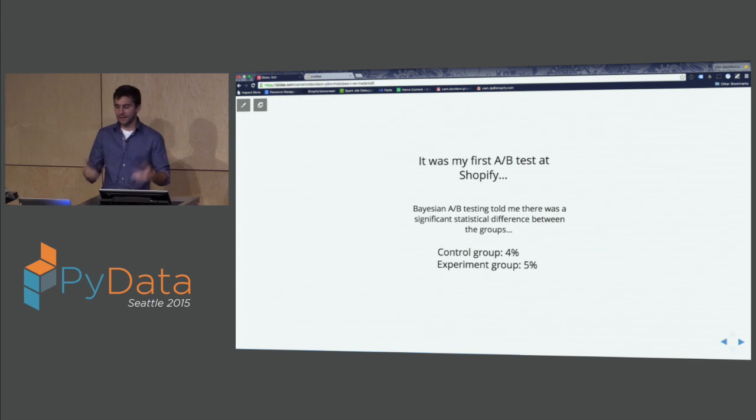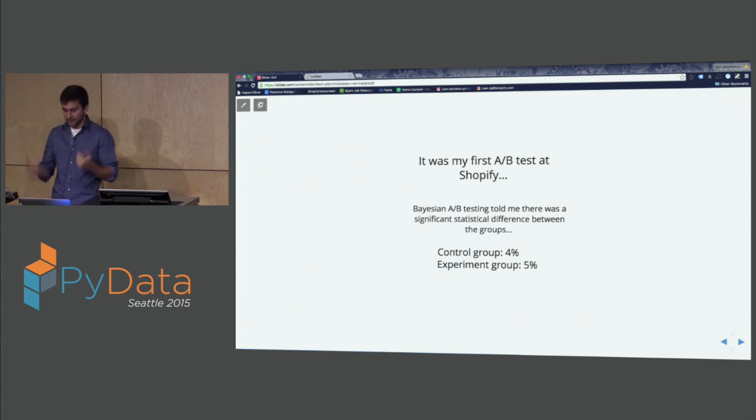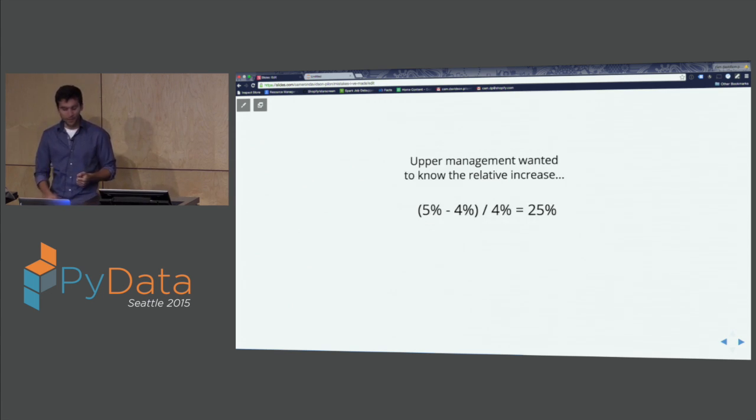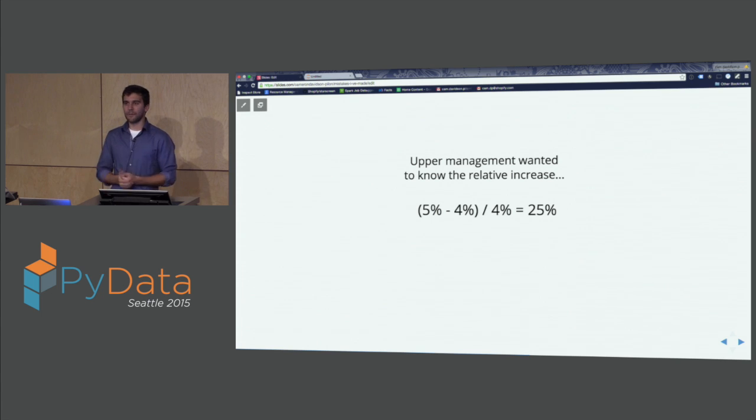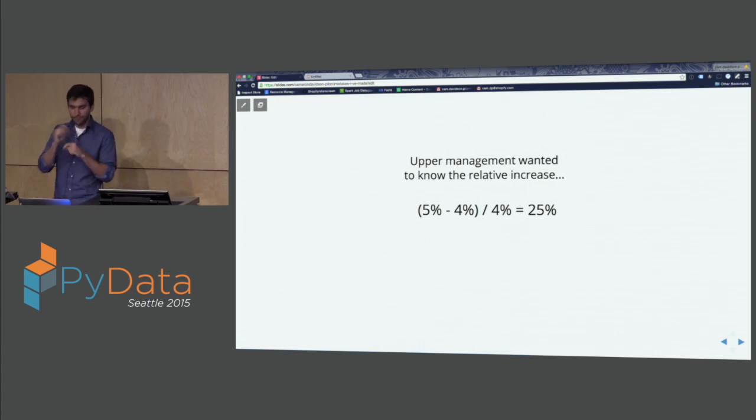So got the data, did the analysis. The Bayesian test told me that yes, these are significantly different. Control group had 4% conversion rate. Experiment group had 5%. I'm making these numbers up, but that's what it looked like. So upper management wanted to know, okay, what was the relative increase? What was the lift on that experiment? So I just did 5% minus 4% divided by 4%, 25% lift. So put that in Gmail, ship it, send it to the execs.